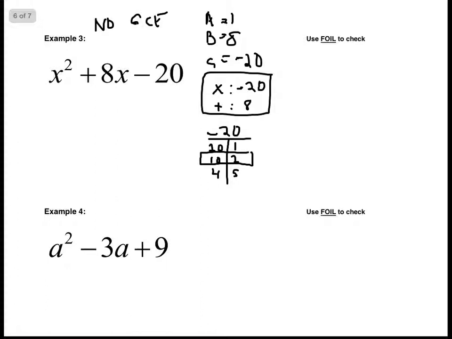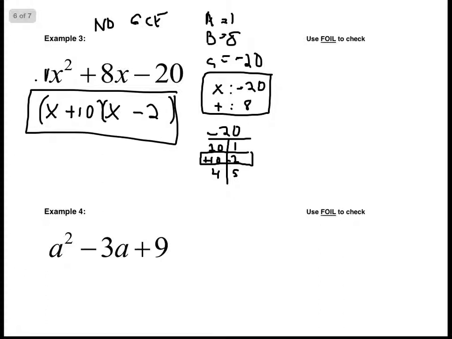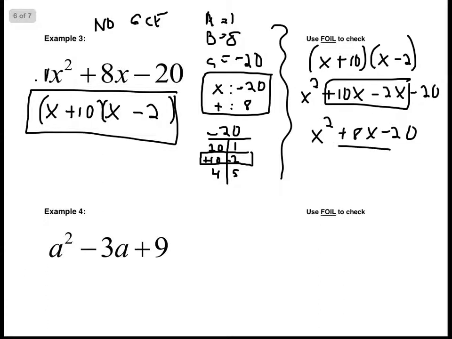Then I just have to figure out which one is positive and which one is negative because it has to be one of each. So if I leave the 10 as positive and I make the 2 negative, 10 plus negative 2, that makes positive 8. So that's going to be my answer. So again, when A is equal to 1, that means these two are x and x. And then I'd get plus 10 and minus 2. And this is your answer. So then I would use FOIL to check. And so I FOILed and I was able to get the beginning trinomial.